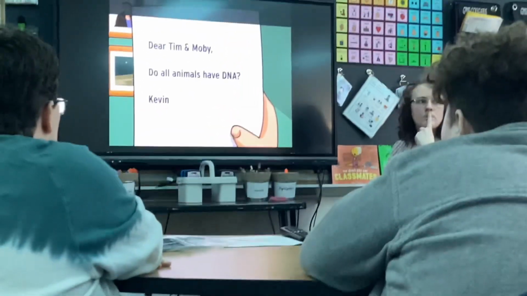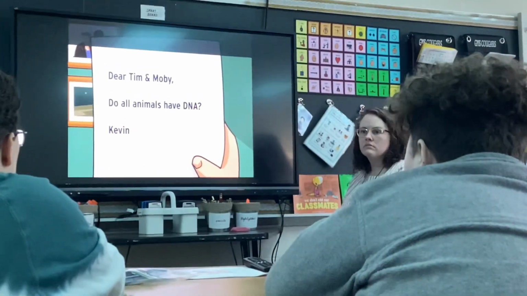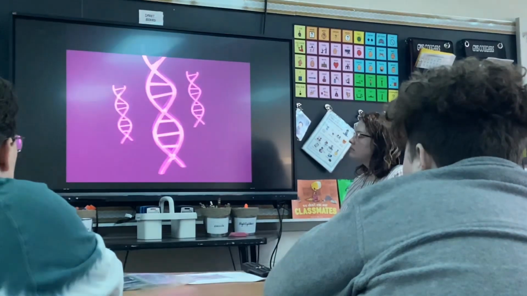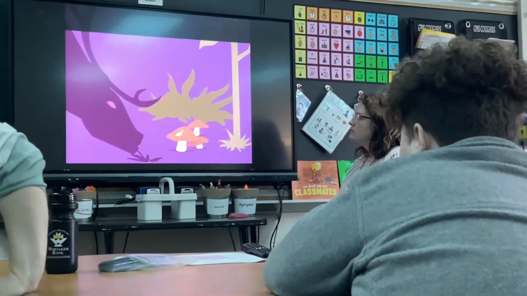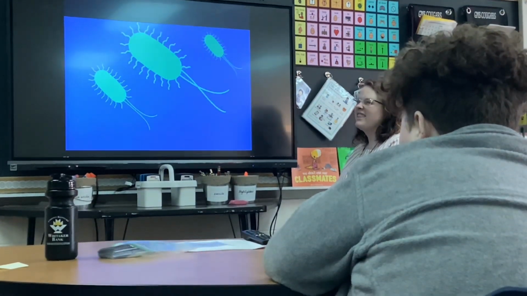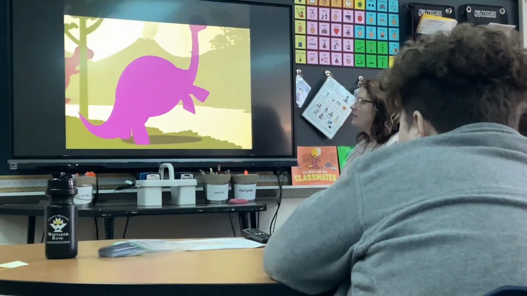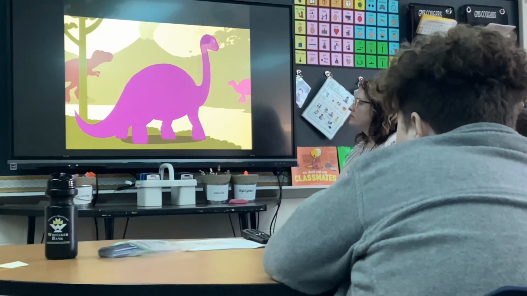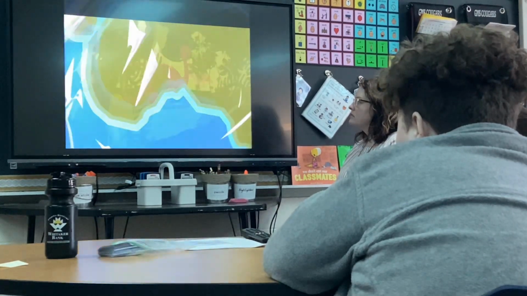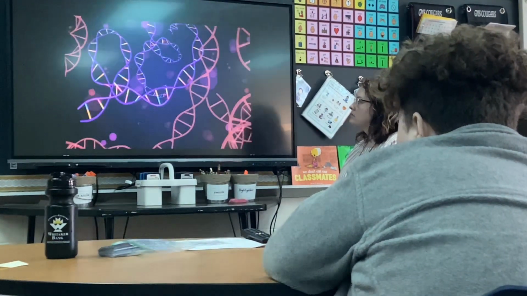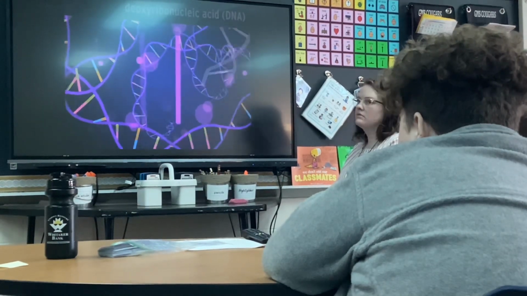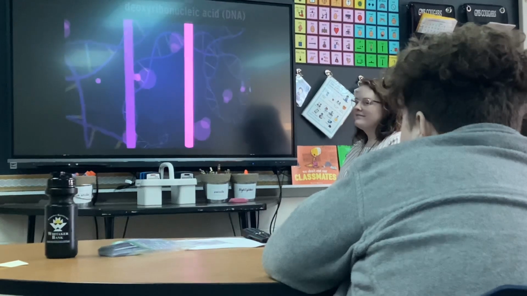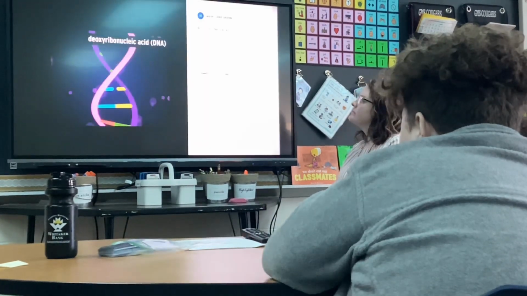Dear Tim and Moby, do all animals have DNA? From Kevin. Yes, they do, Kevin. So do all plants, fungi, algae, and bacteria. Dinosaurs and other extinct life forms have DNA too. It's the basis for all life on Earth. DNA stands for deoxyribonucleic acid. It's a complex molecule that kind of looks like a spiral staircase.